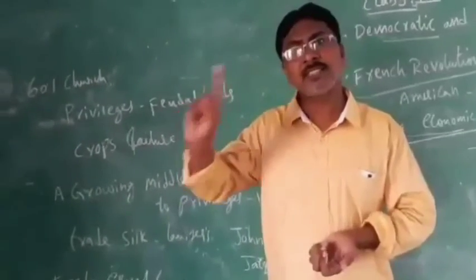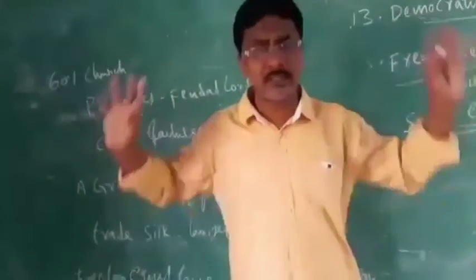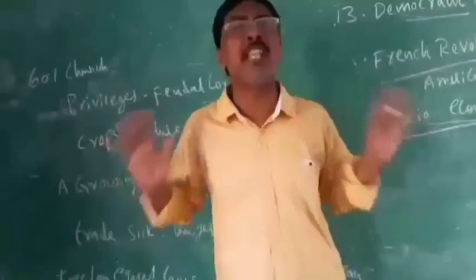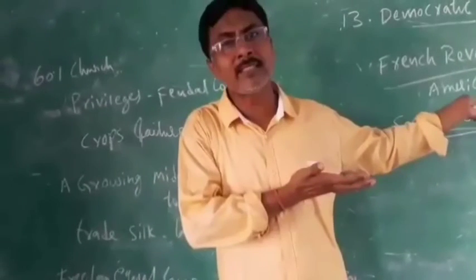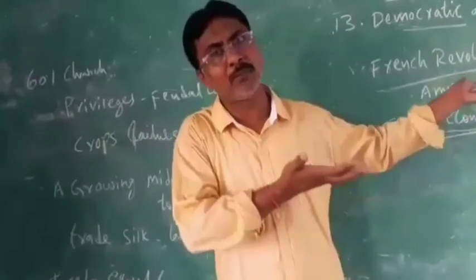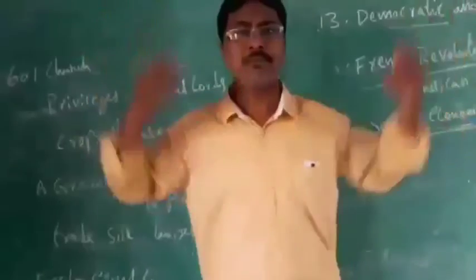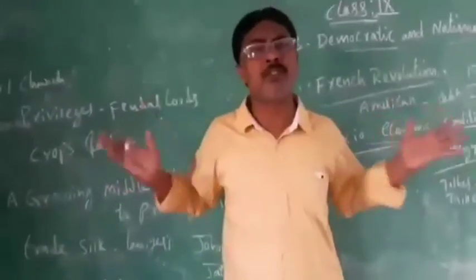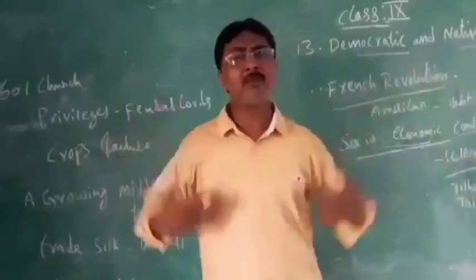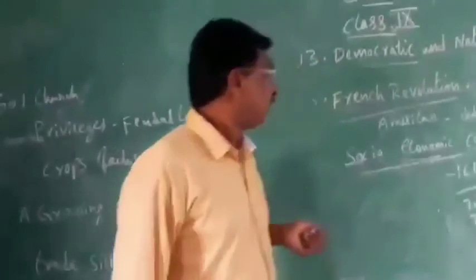First estate is clergy, second estate is nobility. They will not pay the tax. They just enjoy the privileges, the advantages. These two estates used to lead a luxurious life, enjoying the privileges. The third estate used to pay, and these people used to enjoy. And another one you see here, there are tithes.